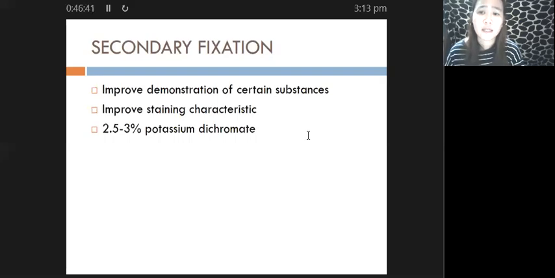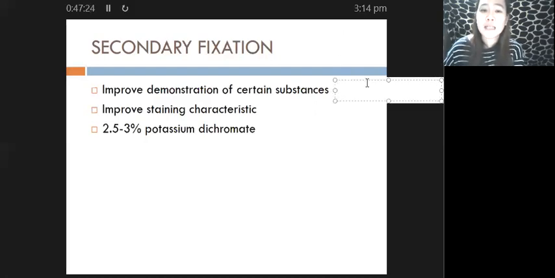So what does secondary fixation mean? So when we say secondary fixation, it involves fixing a pre-fixed sample and then immersing it in a second fixative. Okay, so I repeat, it involves fixing a pre-fixed tissue sample using a second fixative. Okay, so what are the purposes of secondary fixation? So number one, secondary fixation is performed in order to improve the demonstration or the fixation of certain substances.